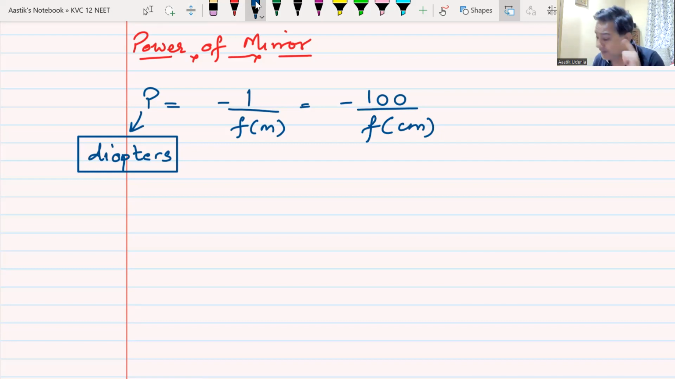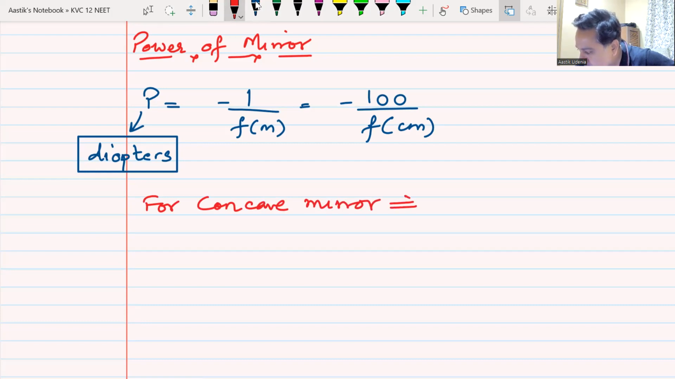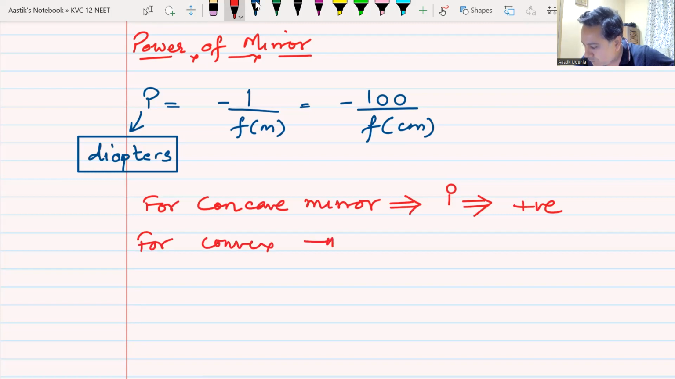Now this power, as you can see, is negative of the focal length of the mirror. So for a concave mirror, will the power be positive or negative? Positive, sir. Well done, my dear friend. For a convex mirror, will the power be positive or negative? Negative. It is negative.